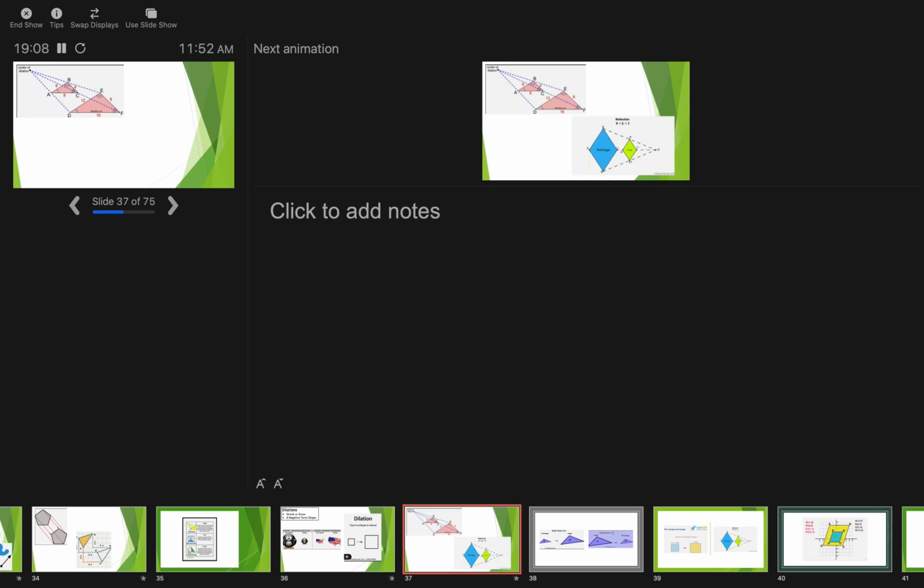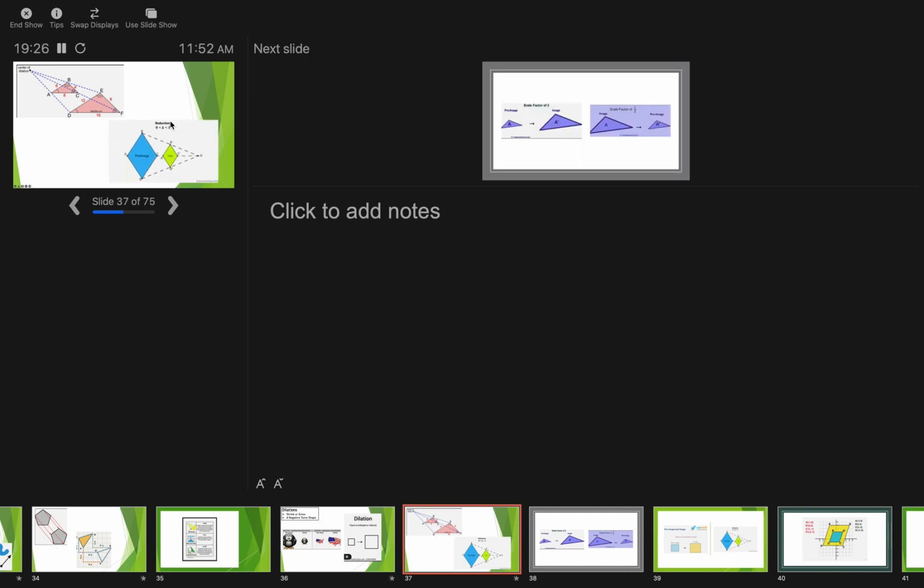Notice in the one on the bottom right, the blue is the pre-image, the green is the image. It's getting smaller. And that's what happens when the scale factor is between 0 and 1. So if it's like a half, it gets half as big, and half as big means smaller. So the bottom right is a picture of dilating by a factor less than 1.